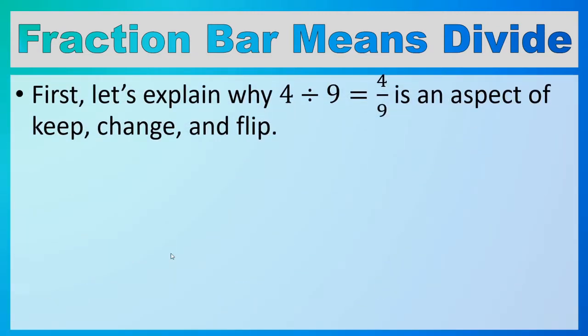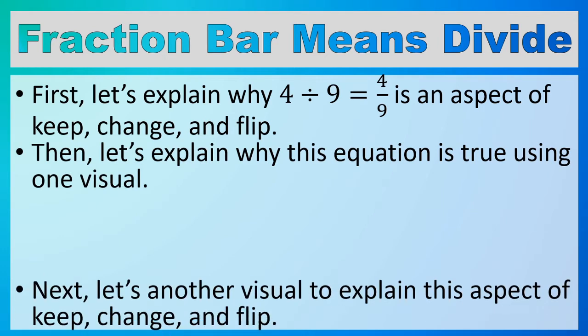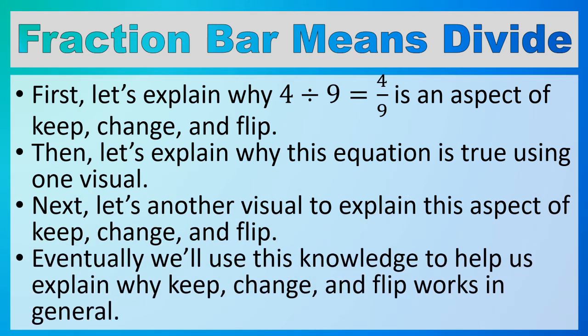First, let's explain why 4 divided by 9 is equal to 4/9, why that equation is an aspect of keep, change, and flip. Then let's explain why this equation is true by using one visual and then another visual. Eventually, we use this knowledge to help us explain why keep, change, and flip works in general.